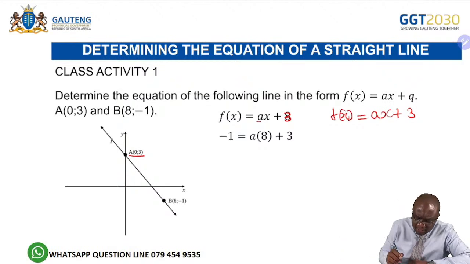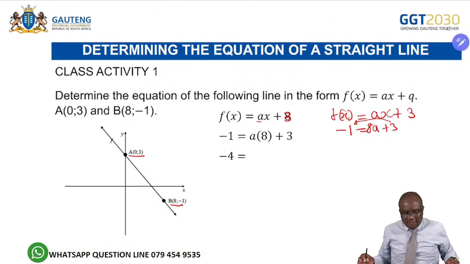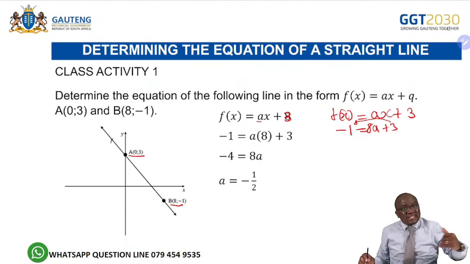Okay, so now we have substituted, like here we substitute this point. Our y is -1, and then our x is 8. So it's going to be 8a plus 3. And then we can bring 3 this side. It's called transposing. Then it becomes -1 minus 3, which is -4. And then we divide both sides by 8 to get our a. We get that a is -1/2. Again, it's a decreasing graph if you check, and our a must be negative.